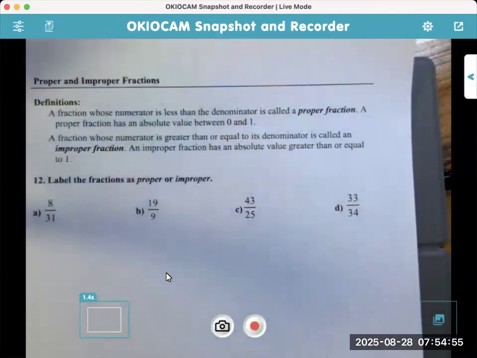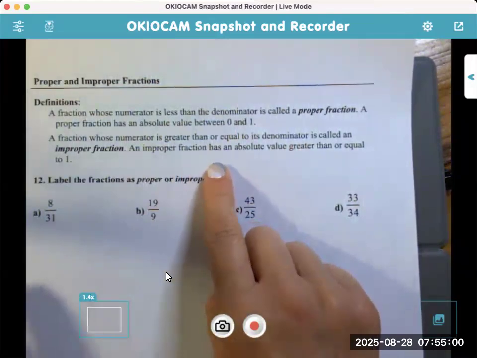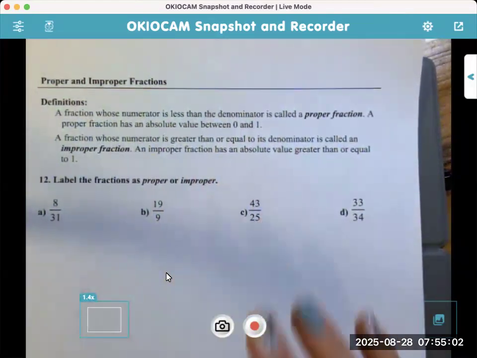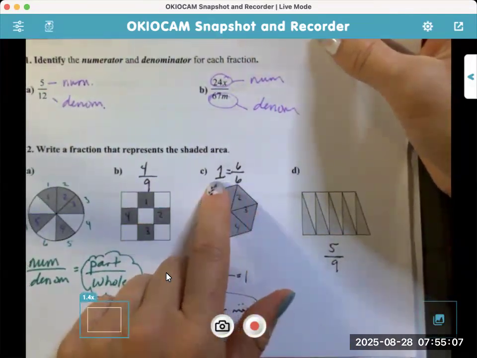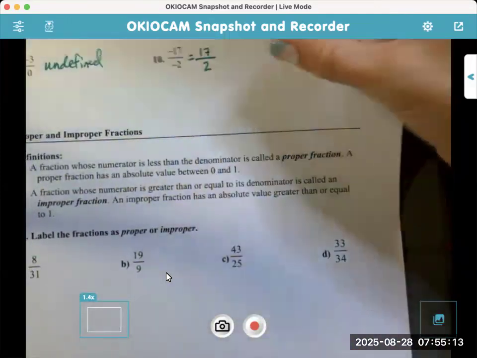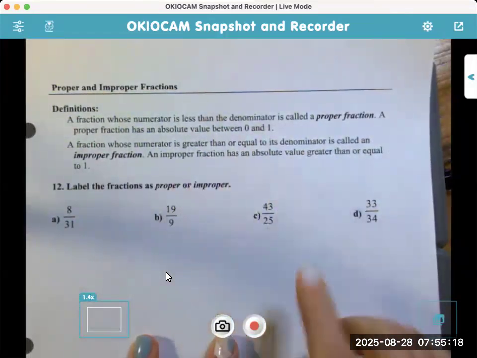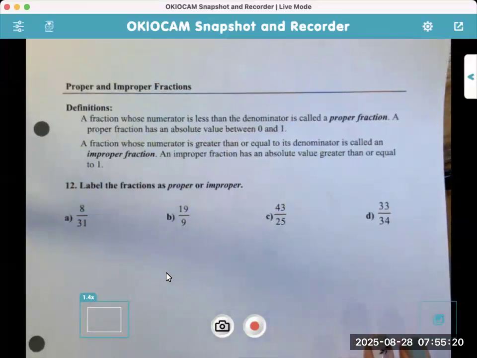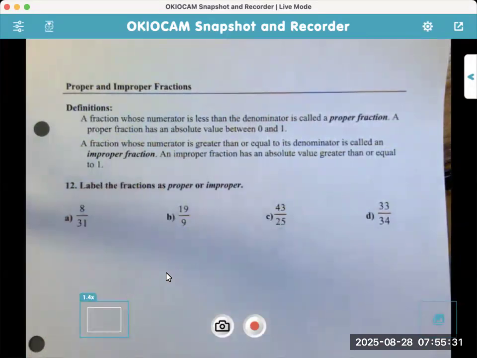Okay, proper. Improper is where the numerator is greater than or equal to its denominator. That is called an improper fraction. So technically speaking, this is an improper fraction because I would just rewrite it as 1. An improper fraction has an absolute value greater than or equal to 1. So an improper fraction can also lead us to mixed numbers, which we'll talk about next time. But basically it says you might have a pizza and a half. You have more than just the 1 unit, a pizza and a half.